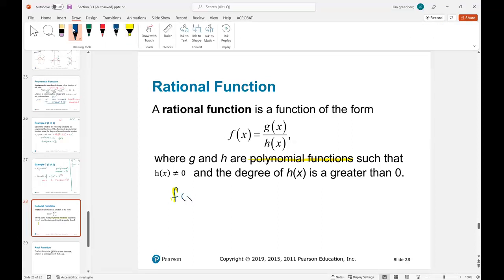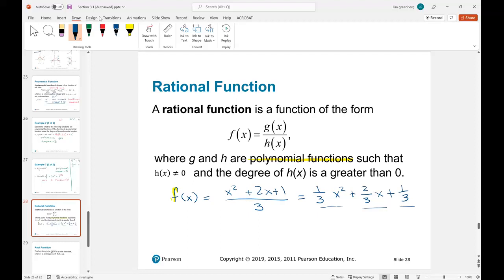The reason is because if I wrote f of x is equal to x squared plus 2x plus 1 over 3, now the degree is 0, right, in the denominator. But I can write this as 1/3 x squared plus 2/3 x plus 1/3, right? And now this is really just a polynomial because 1/3 is the coefficient and it's a real number, and then we just have x squared, x, and so on.